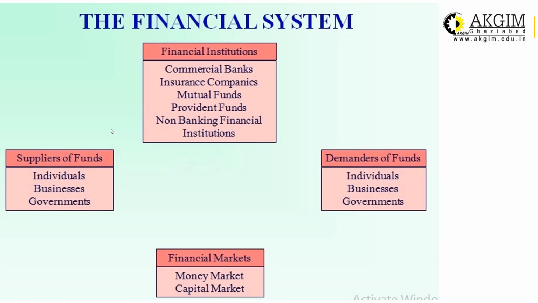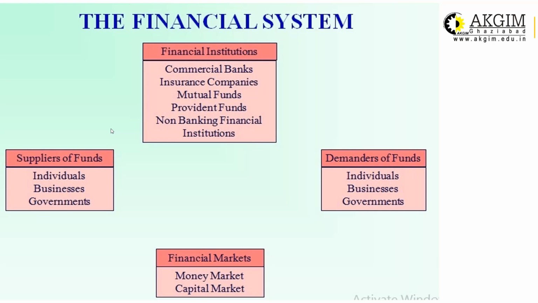Okay. Now, this is the financial system. This financial system is everywhere. In every country, there is a financial system. There are a few differences in the infrastructure at the minor level, but on the broader level, all the financial systems are the same in every country. In the financial system of any country, there are financial institutions.